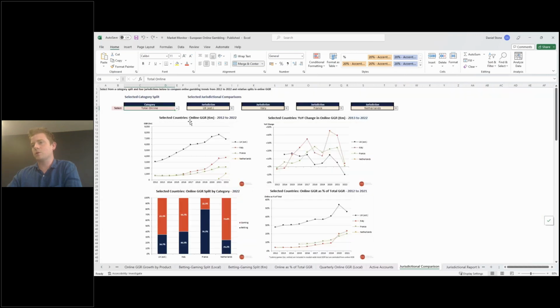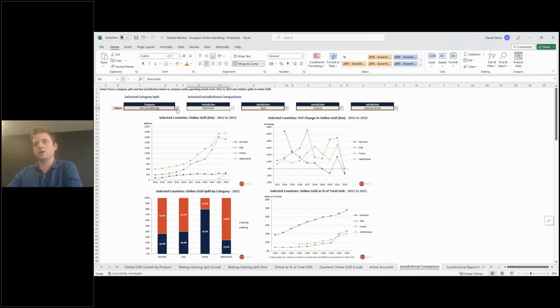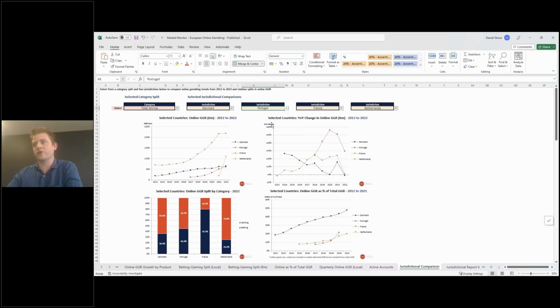I'll navigate sideways onto our jurisdictional comparison tab. In each of our market monitors, we provide a visual interactive comparison tool, allowing users to compare market trends across selected jurisdictions, in this case for the vertical they're interested in. So we can drill into online betting, online gaming, or total online trends across the markets that you are interested in.